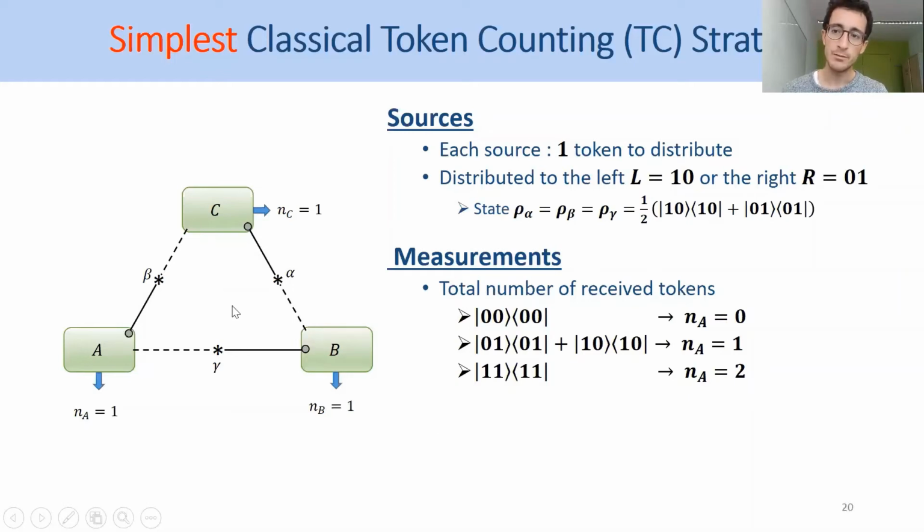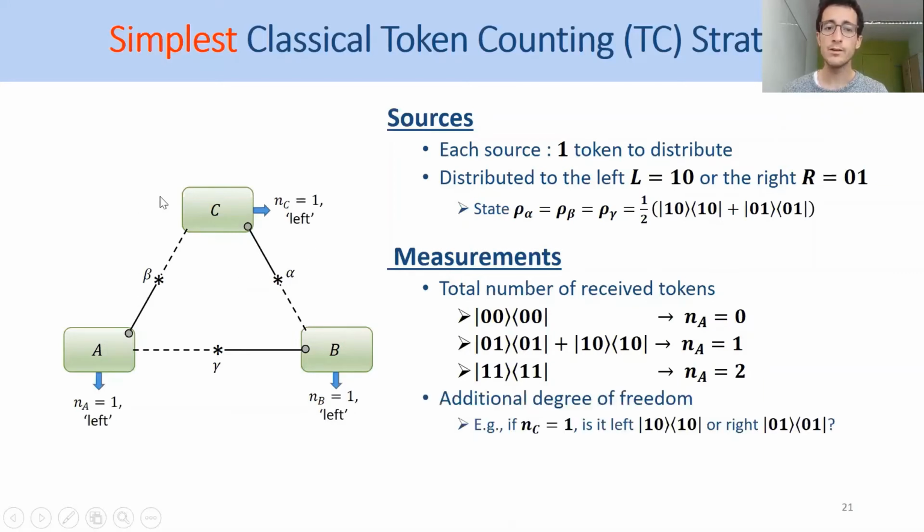And I may have different cases, so I can also have this case in which they all see 1 token. And then once the parties have measured how many tokens they received, they are also able to measure additional degrees of freedom. And one very important degree of freedom is, when I had 1 token, where is this token coming from? So here, for instance, Charlie had 1 token, and he can additionally measure where the token is coming from. And in this case, he finds that it comes from the left.